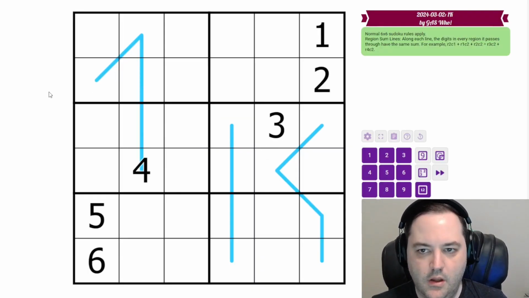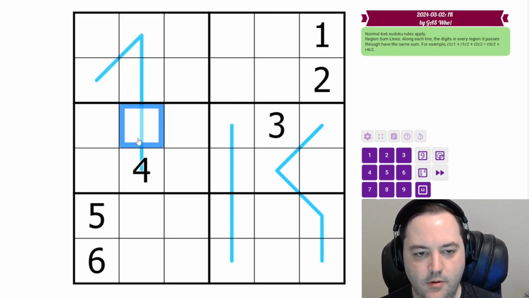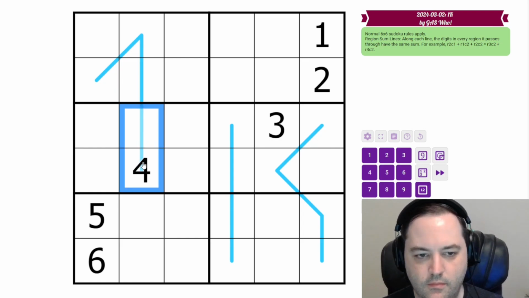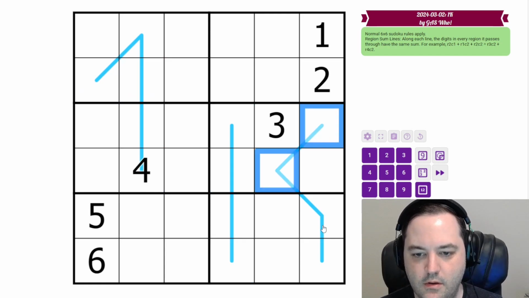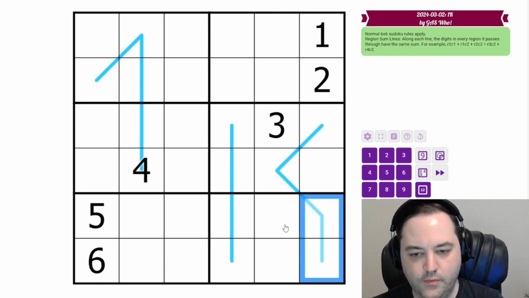Region sum lines, wherever we have a line, we look at the cells that are entirely in one box, and the sum of these digits must be the same as the sum of these digits. So these are on the line in a different box. So this sum is equal to this sum. This sum is equal to this sum. This sum is equal to this sum. And those are the rules.